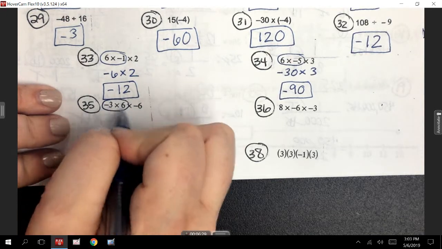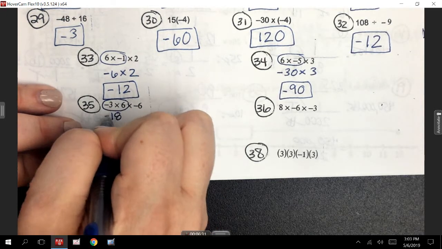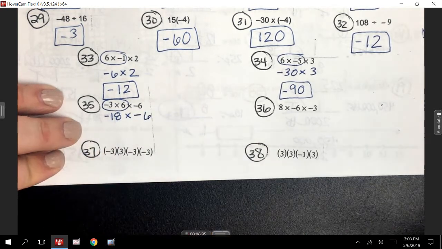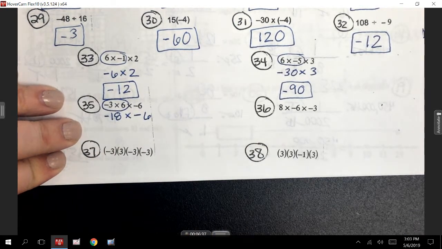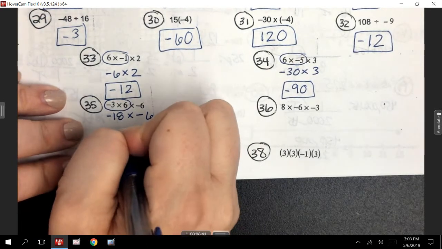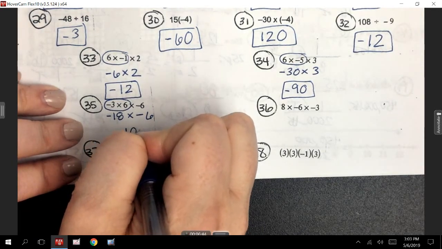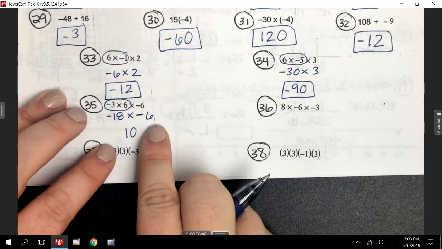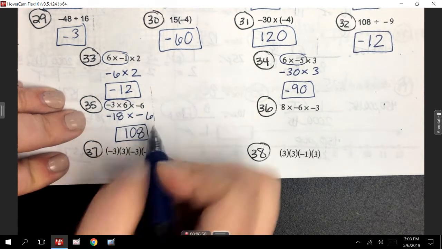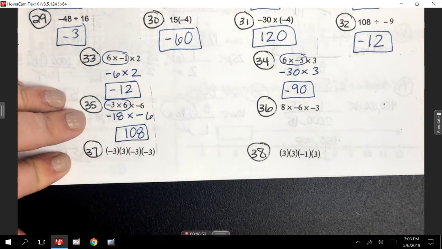Number 35, 3 times 6 is 18. I'm going to put a negative there because they have different signs. Bring down my times negative 6. All right, 18 times 6 is going to give me 108. No, it's not. 18 times 6, yeah, 108. Sorry. 108, and it's going to be positive because now those two have the same sign.